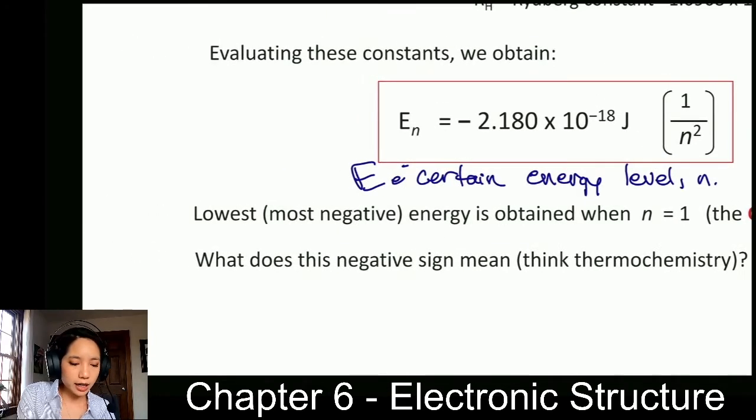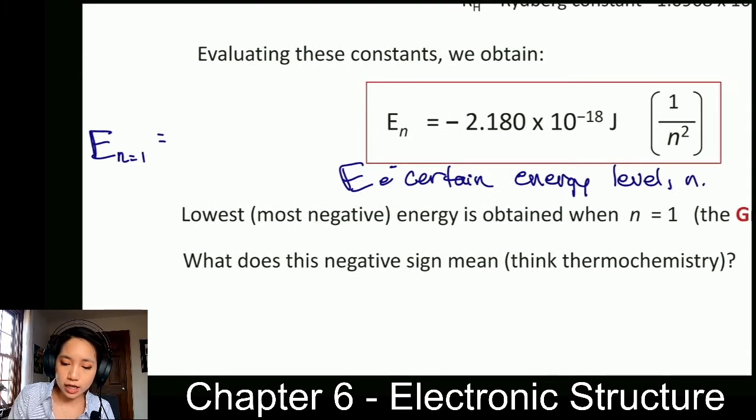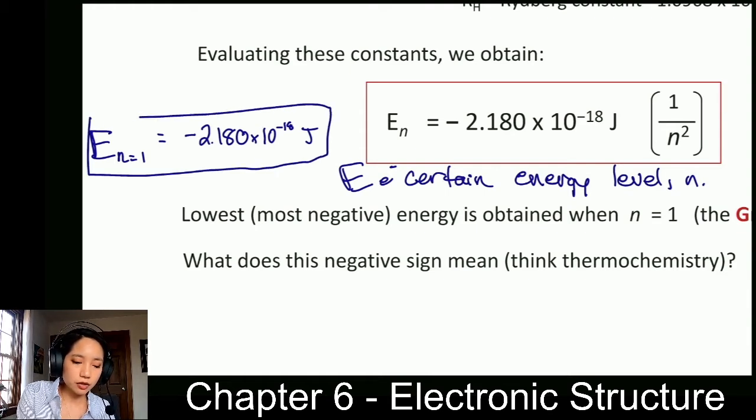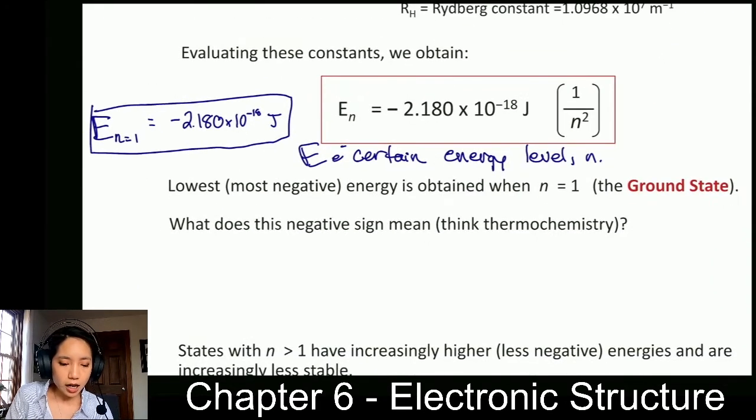So if we calculate the energy of an electron in a hydrogen atom that is in the n equals 1 energy level, if you just put 1 over 1 squared, this whole thing equals 1. The energy of that electron is negative 2.180 times 10 to the negative 18 joules. So this is the most negative value that you can get within our integer values. We call this our ground state because n is equal to 1. So there is the energy for that single electron in n equals 1.